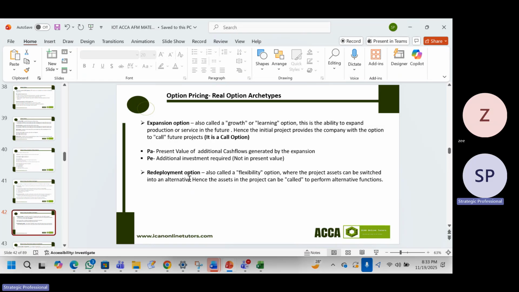Redeployment option. This one you don't usually use in practice, but just know it for knowing's sake. It's also called a flexibility option, where the project asset can be switched into an alternative. Hence, the asset in the project can be called to perform an alternative function. Like I said, it is rarely used. So I don't think at ACCA level, most times, it's only those first three that they test you on. They don't usually test you on the redeployment option. I just included it for you to have knowledge about it. So let's move on to that.